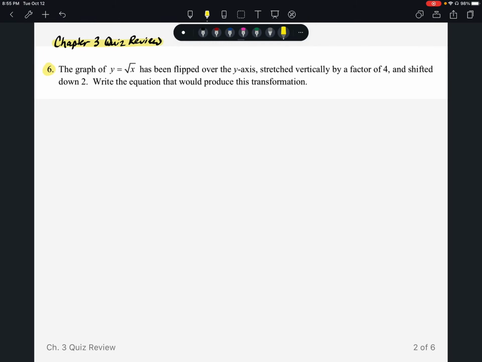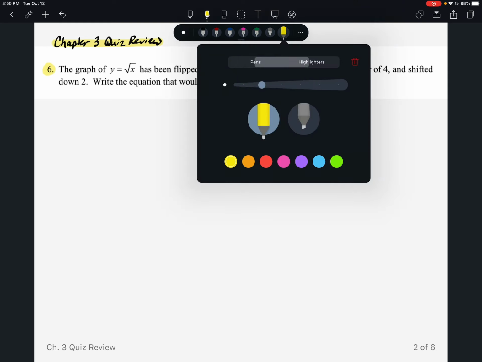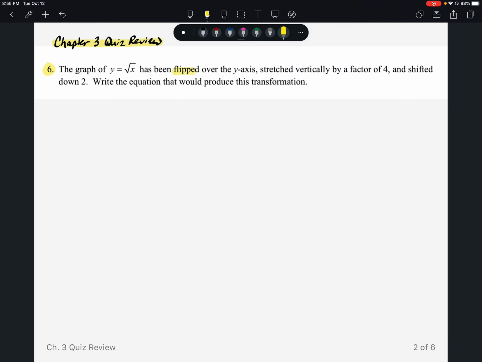This is the video for number 6 from the Chapter 3 quiz review. The graph of y is equal to the square root of x has been flipped over the y-axis. It's been stretched vertically by a factor of 4, and it's shifted down 2. It says, write the equation that would produce this transformation.